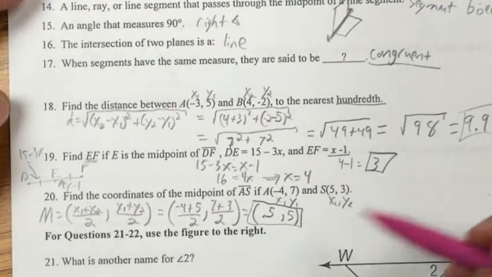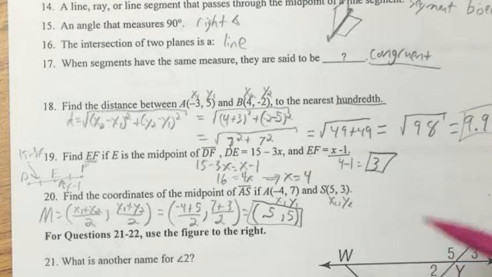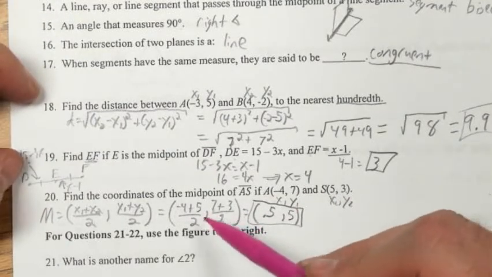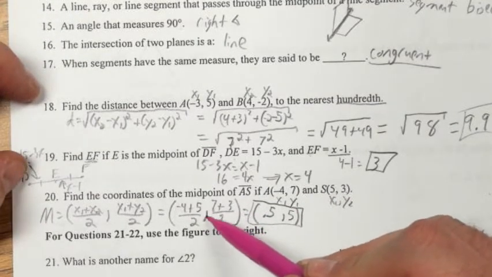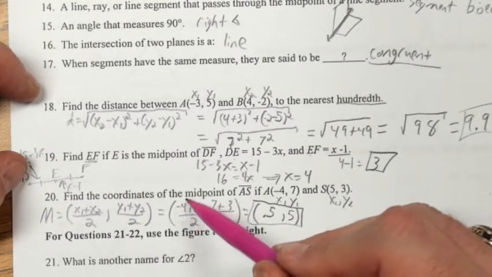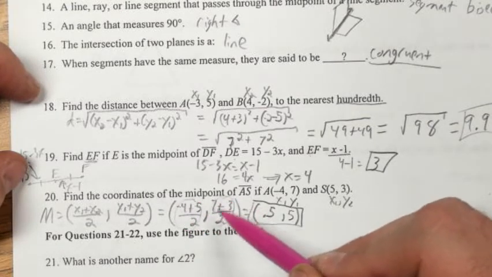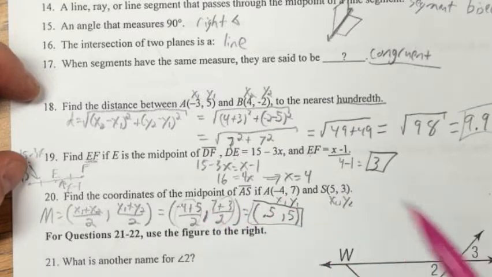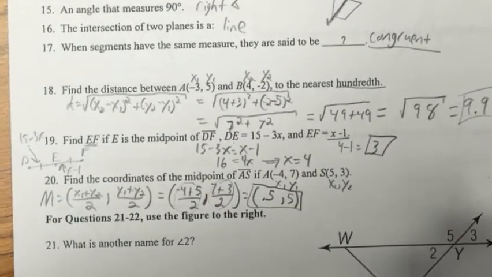A very common mistake on this type of problem is that students want to try and combine the x's and y's. That comma is there to separate them. They are two separate ideas. This is your x coordinate, this is your y coordinate, and the comma means you do not combine them at all. All right, 21 and 22.